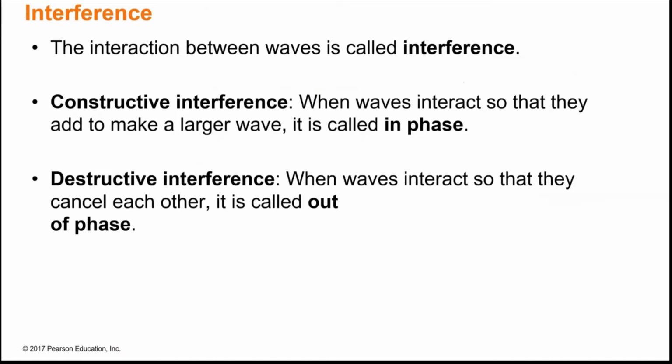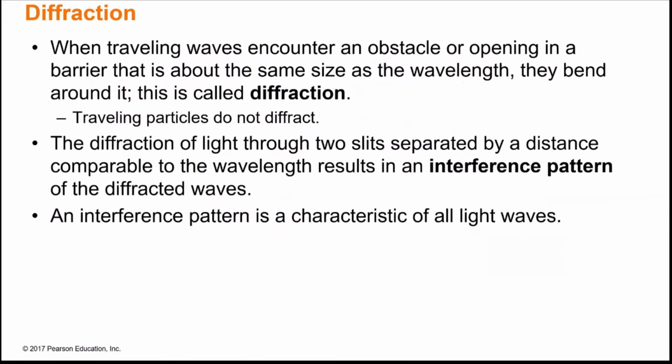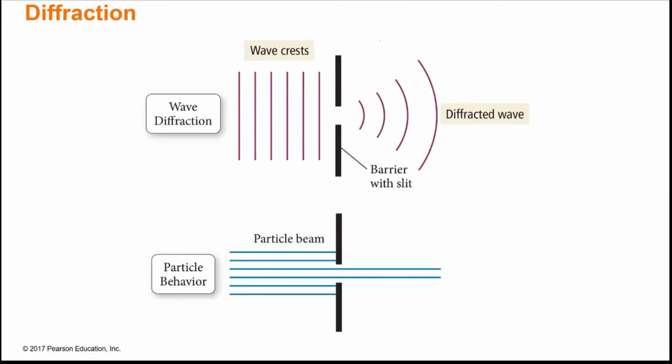You can combine these waves to have constructive or destructive interference. If you add waves together that are in phase, meaning their peaks overlap with other peaks, you get constructive interference. And when the waves are out of phase, you get destructive interference, meaning they add up to 0. So from this interference, you can get a diffraction pattern.